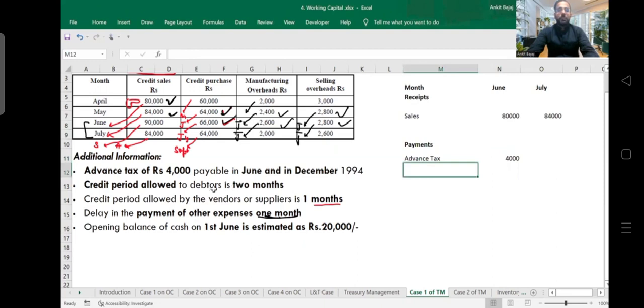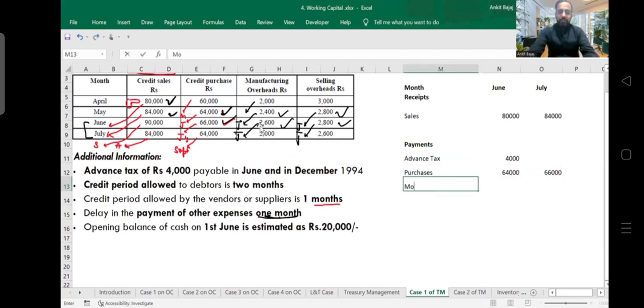Then credit period allowed to debtors, we have already considered this data. Credit period allowed by vendor or supplier is 1 month. So what data we have to take for credit purchase? It is going to be 64,000 and 66,000. So for purchases, we have to take this data, that is 64,000 and 66,000.